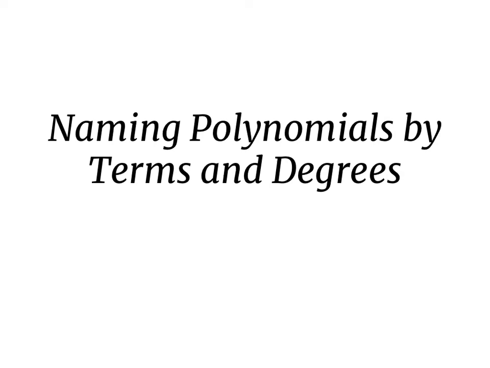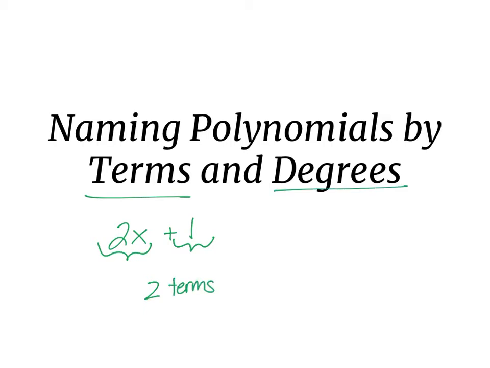Today we're going to look at naming polynomials by their terms and degrees. So one thing we have to understand is, what is a term? A term is like 2x. 2x is a term. If I put +1, that means there's two terms. So this would be a term and this would be a term. So then there would be two terms, and so on. And then degrees are the exponents you use.